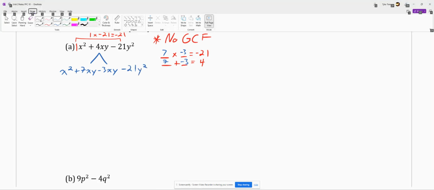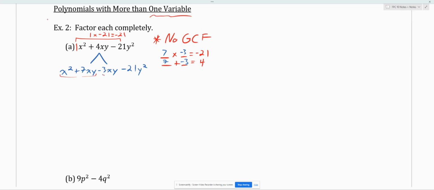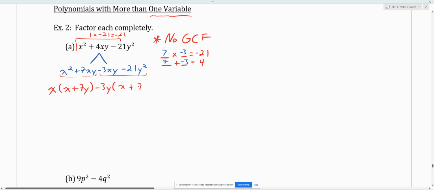We're going to factor by grouping, and recall that means take the first two and then the second two and factor them separately. In my first group, it looks like I can factor out only an x, leaving me with x plus 7y. In my second group, I can take out a negative 3 and a y. That's going to leave me with x plus 7y. And check it out, my brackets match, so I know I'm good to go. I can factor out the x plus 7y, and my leftovers are x minus 3y.